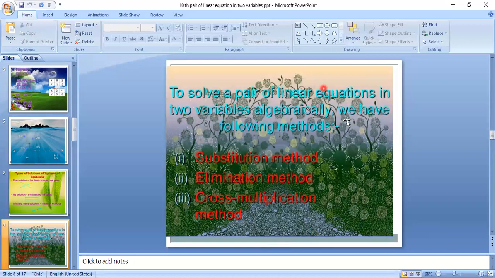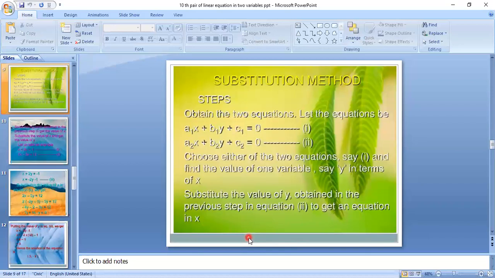To solve a pair of linear equations in two variables algebraically, we have the following methods: substitution method, elimination method, cross multiplication method. The first method is the substitution method. Steps: obtain the two equations. Let the equations be a1x plus b1y plus c1 is equal to 0, equation number 1, and a2x plus b2y plus c2 is equal to 0, equation number 2.